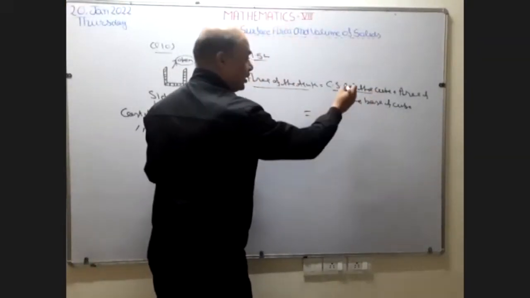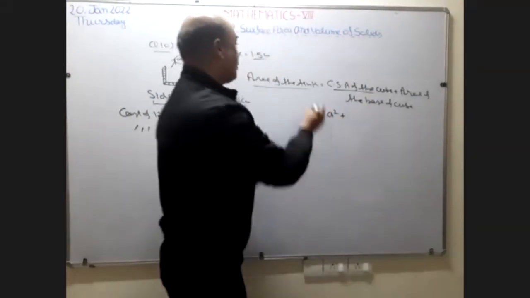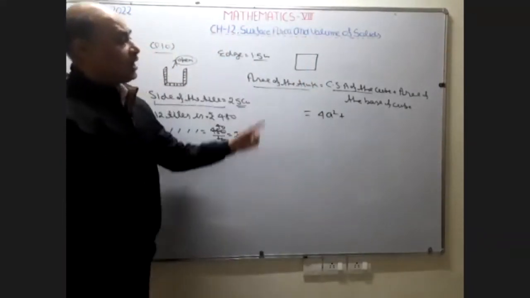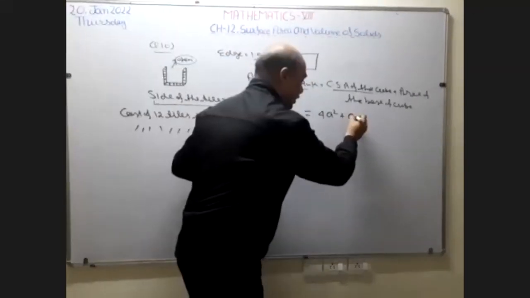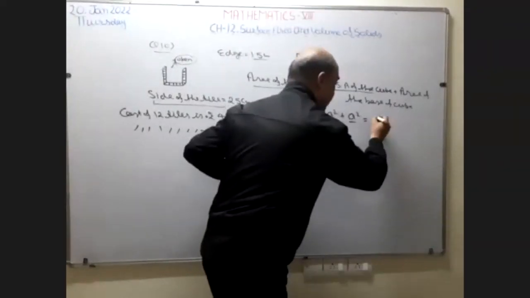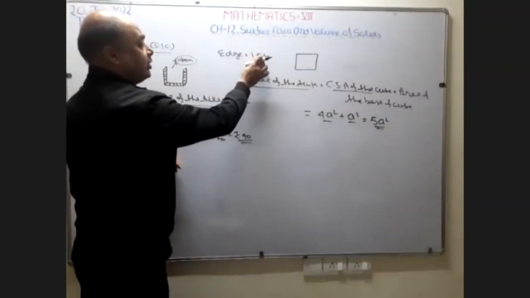What is the formula for finding the curved surface area of a cube? The formula is 4a square. Now the base of the cube is in the shape of a square. How do you find the area of a square? The formula is a square. So write here a square. Now 4a square plus a square becomes 5a square. So write here 5a square. Now in this question, the side is given. What is the side? 1.5 meter.